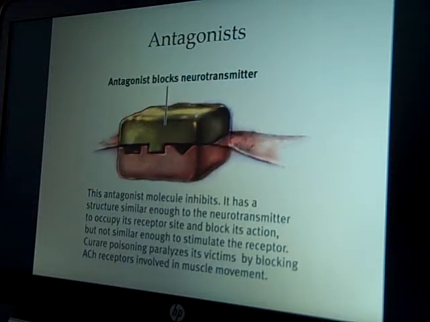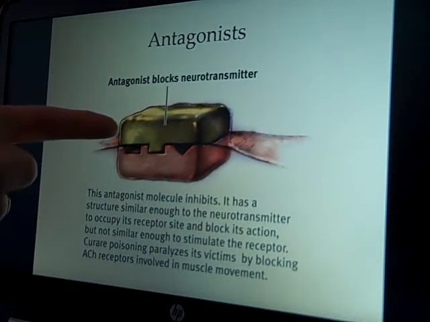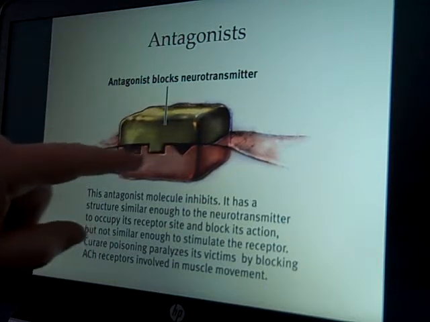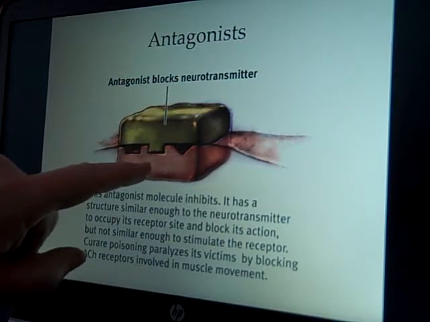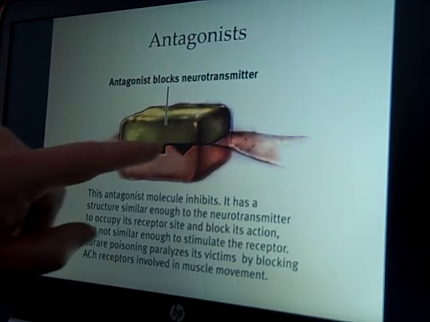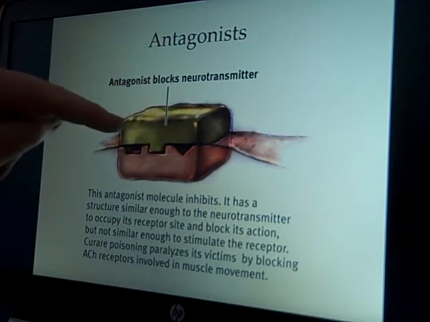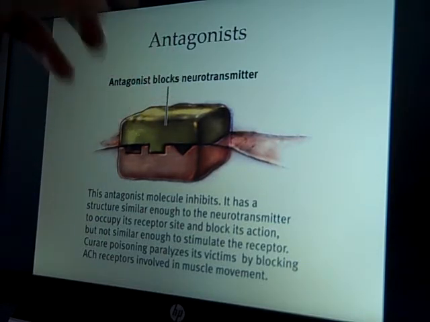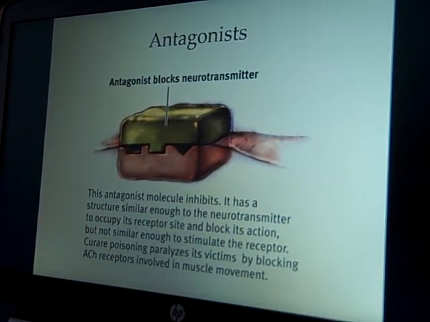An antagonist is another chemical that is not a neurotransmitter, but what it does is it goes in and fits in, but not quite enough to cause the action that the original neurotransmitter would have caused. It actually plugs the hole, and so it prevents other chemicals from getting in and causing the normal activity.